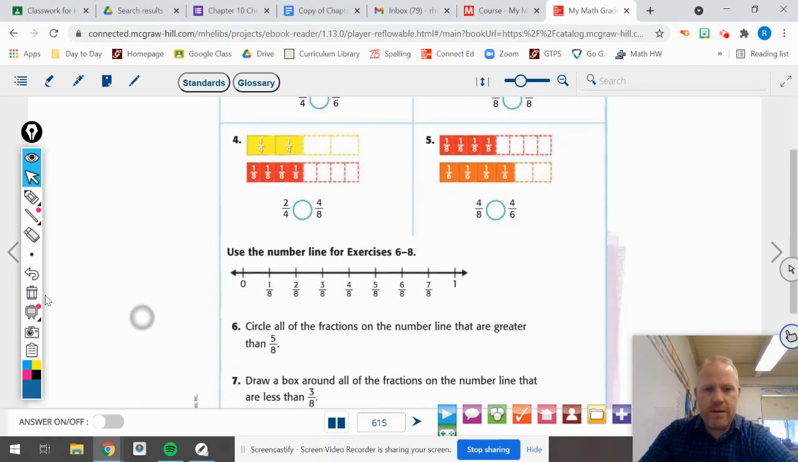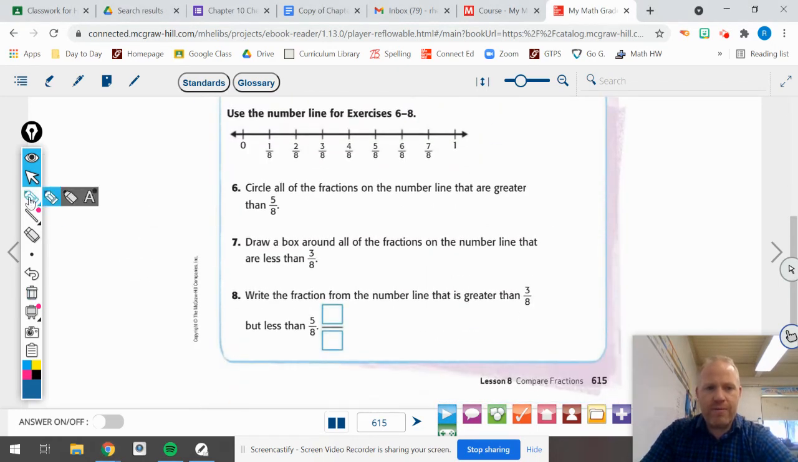Next, number 6. We're going to use the number line for exercises 6 through 8. Circle all the fractions on the number line that are greater than 5/8. So greater than 5/8 would be more than 5/8. So we look at 6/8, 7/8, and trick here, 8/8 or 1. It could still be a fraction. 8/8 would represent the 1. So we can circle 1 as well.